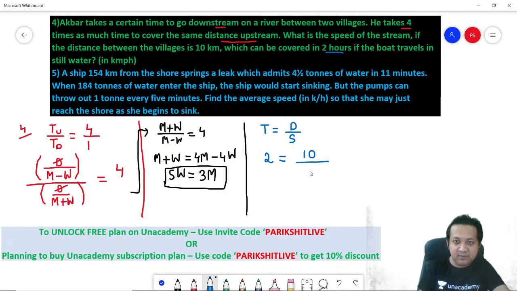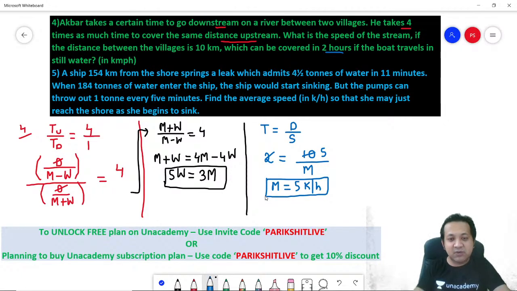You will have the speed of the man, right? So what is the speed of the man? Still water means speed of water is 0. So can I say in that case, the speed of man, 2 fives are 10, will be equal to 5 kilometers per hour. You got this?